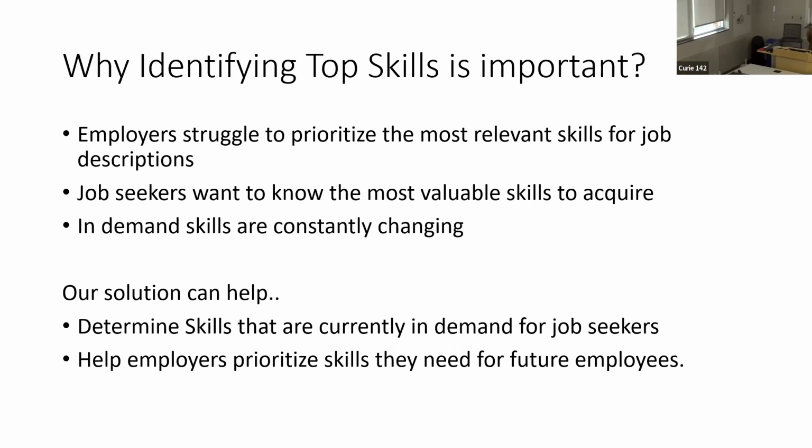So with the broad range of skills in today's technology environment and the large amount of listings that they're all on publicly indexed job boards, it really shows an issue in trying to decide what skills should be prioritized. And along with this, demand skills are constantly changing in this environment. So our main problems are employers struggle to prioritize what the most relevant skills are for job descriptions, and also job seekers want to know what the most valuable skills are to acquire.